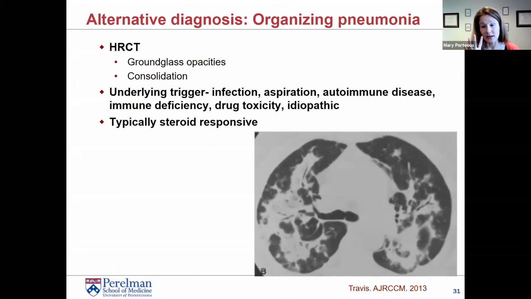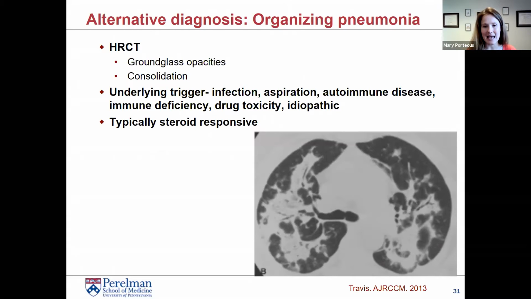And then finally, another common alternative pattern is organizing pneumonia, usually classified as peripheral or peribronchial consolidation or ground glass, usually from an underlying trigger like infection, aspiration, autoimmune disease, immune deficiency, and drug toxicity. If none of those is the cause of organizing pneumonia, that's when we call it cryptogenic organizing pneumonia, but you really have to do due diligence to rule out other things. And these are typically steroid responsive.